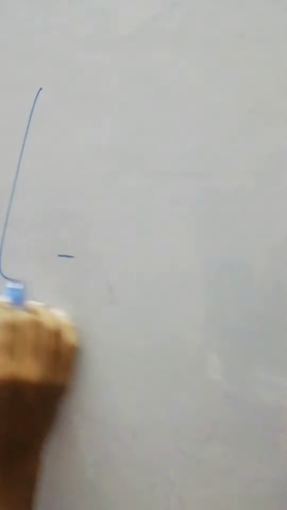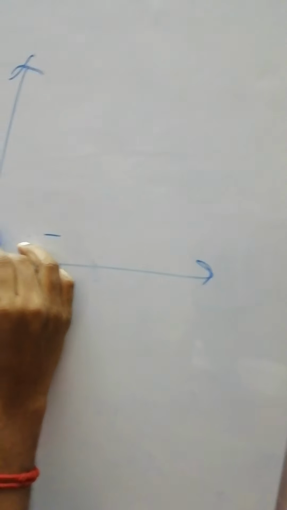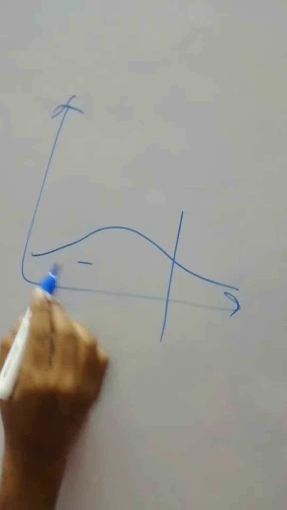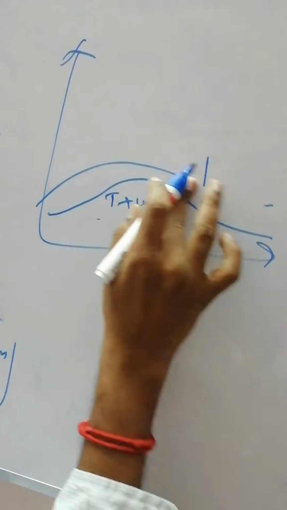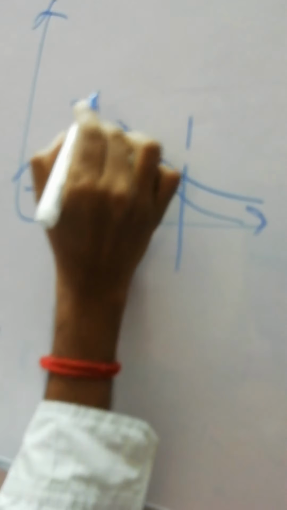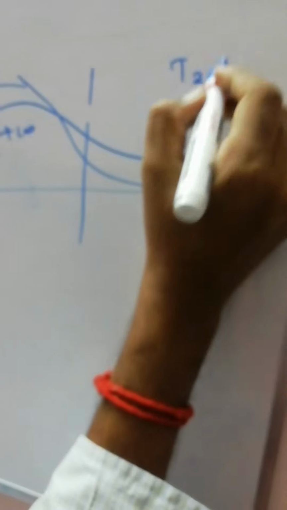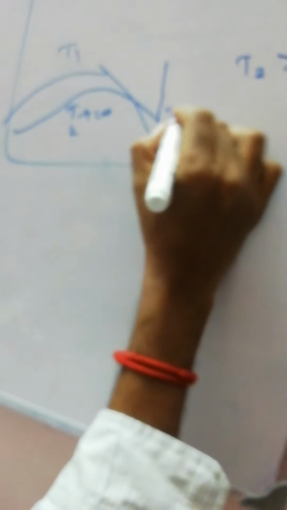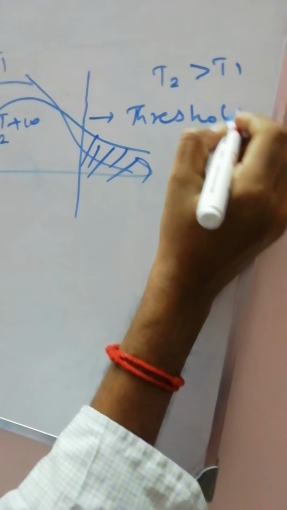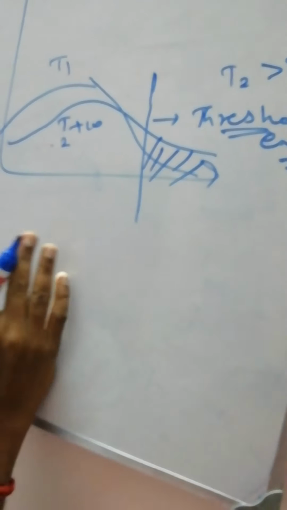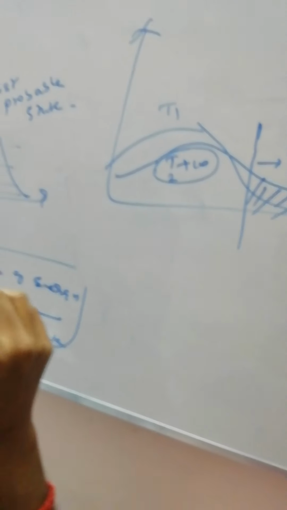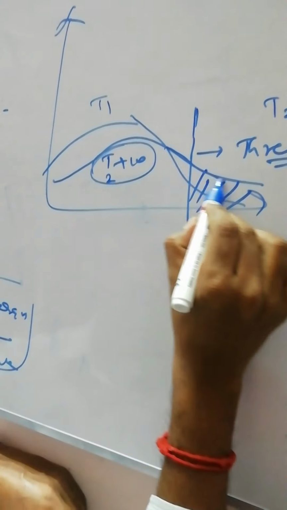If I increase the kinetic energy, the effective barrier will be reduced. T plus 10 degrees temperature and T. This is T2, T1, with T2 greater than T1. I already explained this in the previous class. This is called the threshold energy barrier, threshold minus energy of activation, that is nothing but the activation energy, the formation of the complex. If the temperature is more, the molecules easily cross the barrier.